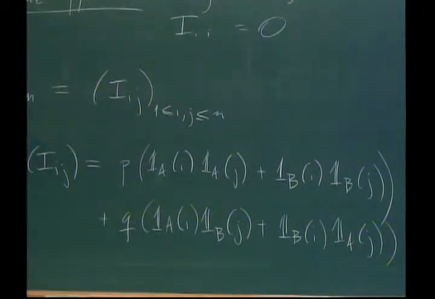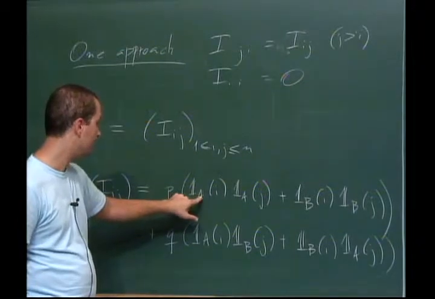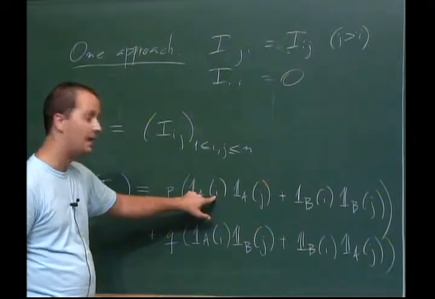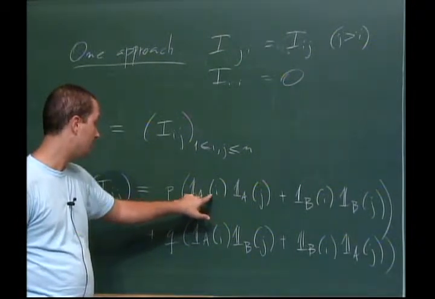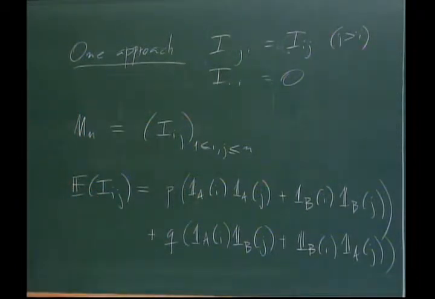So what we need to check here is that this tells us the same as before, right? Well, this is an indicator, right? So when you say indicator of set A at I, this is 1 if I belongs to A and 0 otherwise, right? That's just the usual indicator.